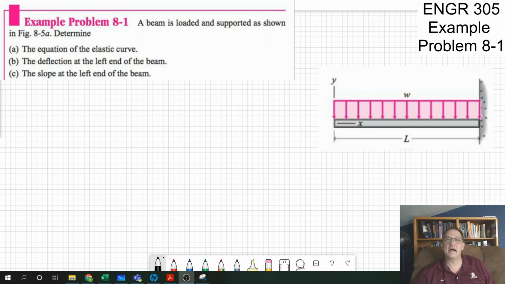Engineering 305. This is an example problem from Chapter 8, example problem number 1. This is a series of these problems where we're going to wind up doing a lot of algebra. This is the Algebra Olympics.